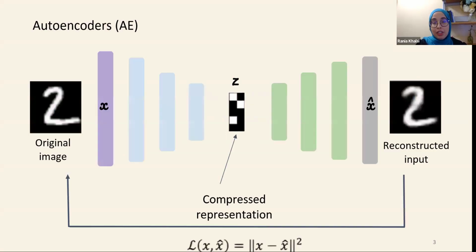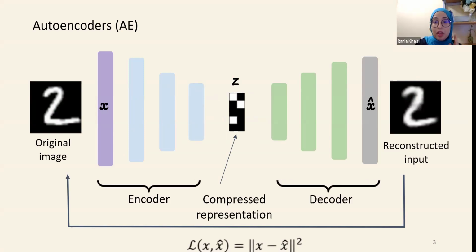So, in the last video, we covered autoencoders, and we saw that an autoencoder architecture has three main parts. We have the encoder, the latent representation Z, and the decoder. It takes an input, for example here, the original image representing number 2, passes it through the encoder to produce a compressed representation, and then sends that to the decoder to rebuild the image.